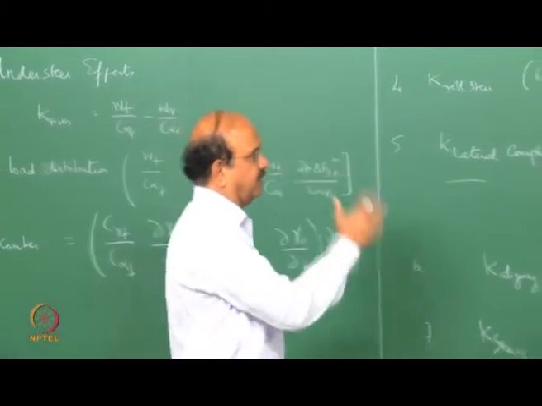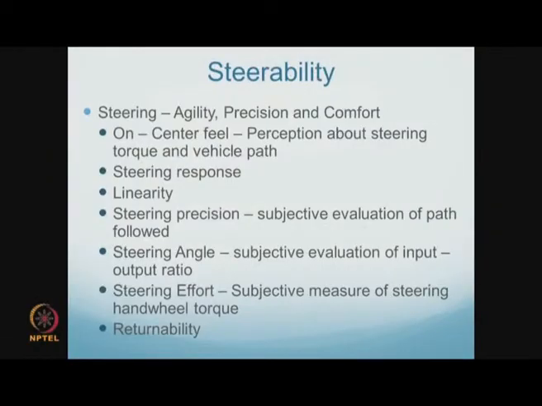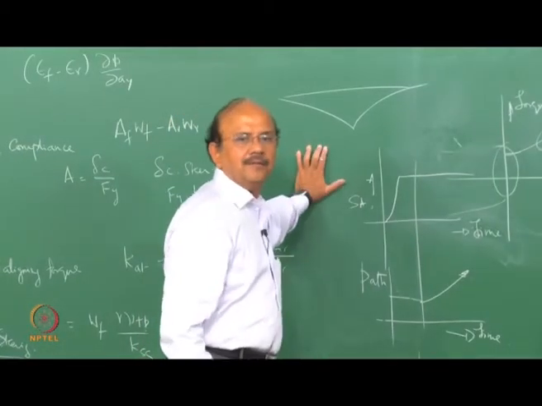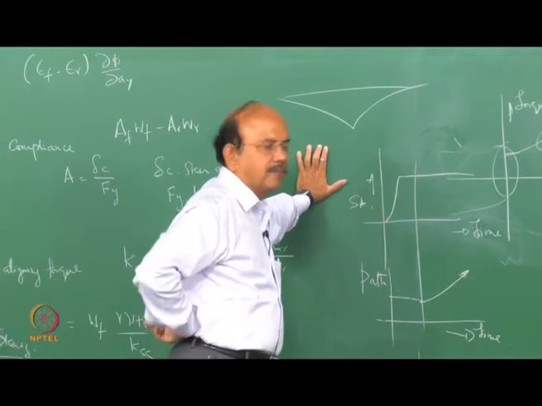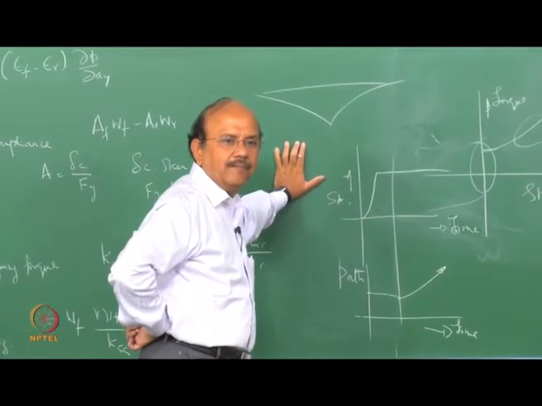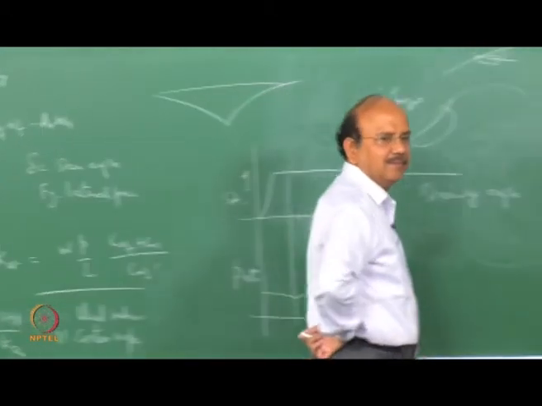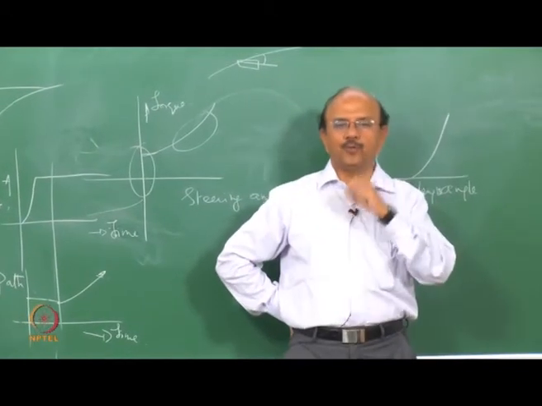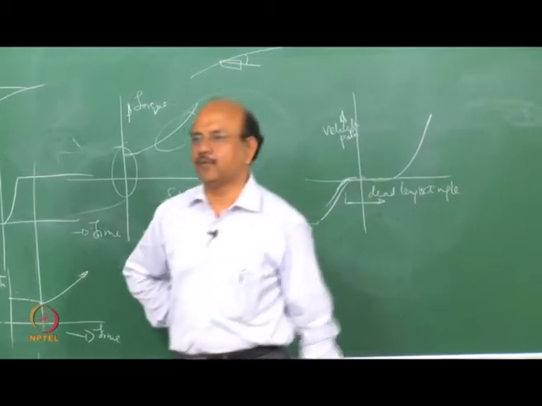Then we have three things, steering precision, steering angle, steering effort, all followed by what is called returnability. So how do you test all these things? We will look at the three things. The name indicates what they are. So let's give you a test. Let's not become too technical. Let's say the returnability. What is returnability?